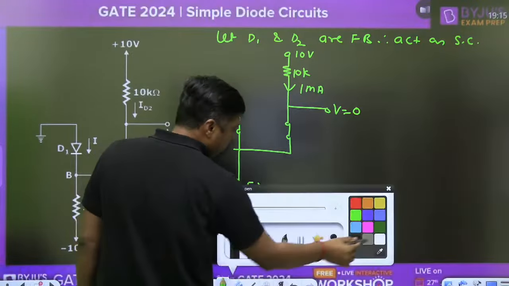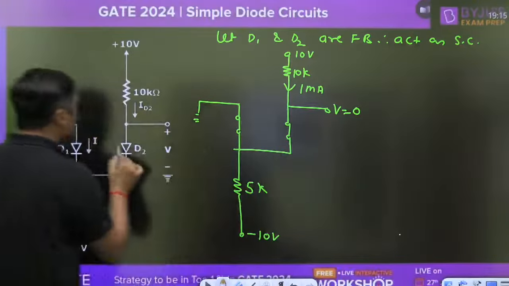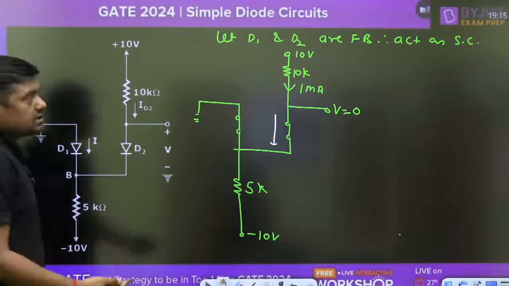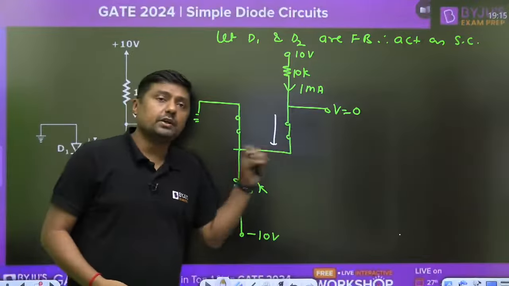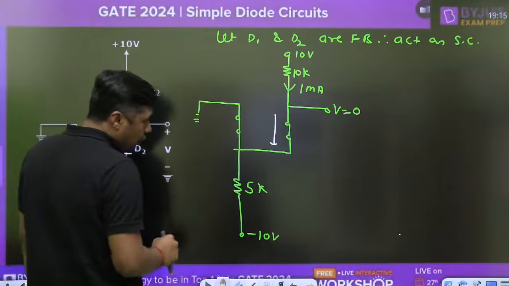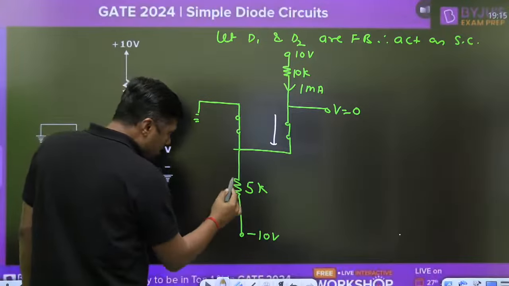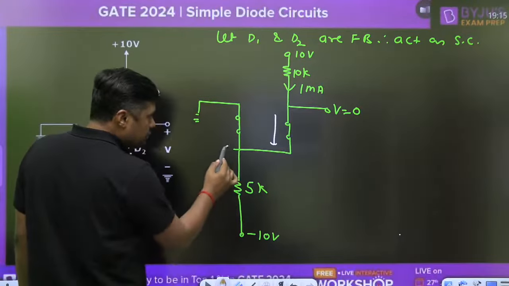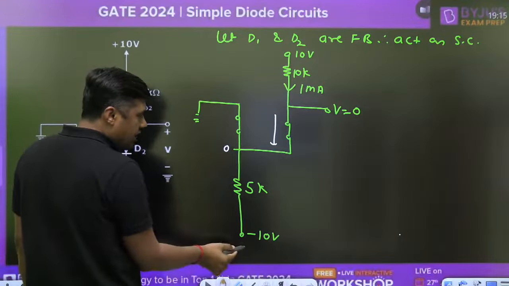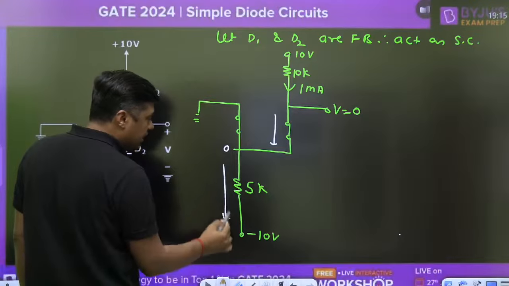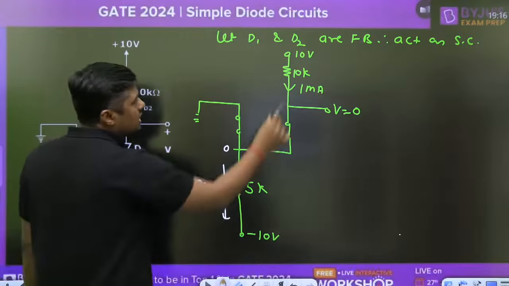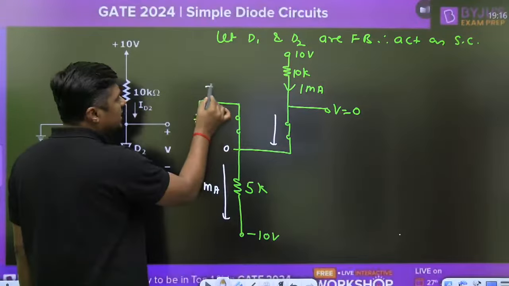This 1 milliampere current will flow through diode D2, yes, from P to N side. That is correct, because the current will flow from P side to N side. What is the current? 1 milliampere. Now, what is the current from this point to this point? If this voltage is 0, what is the current here? 0 minus of minus 10 divided by 5. So what is the current here? 2 milliampere. What is the current here? 2 milliampere. And what is the current here? 1 milliampere.